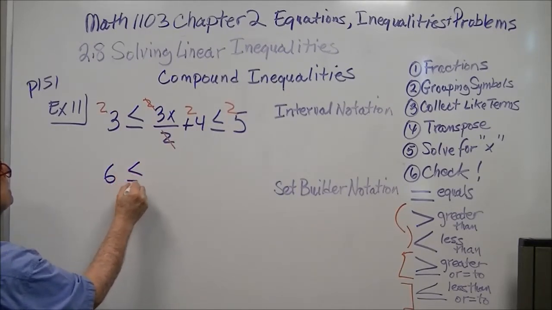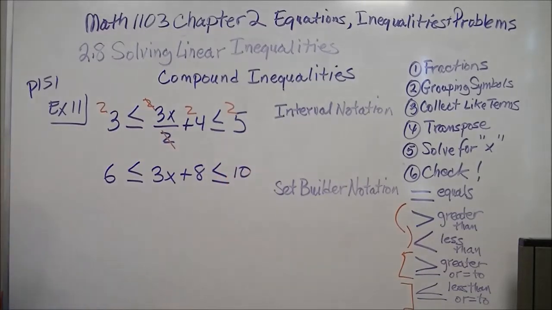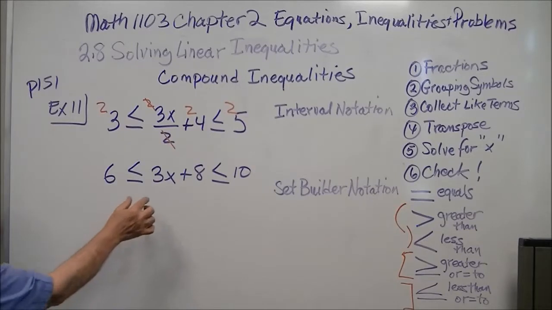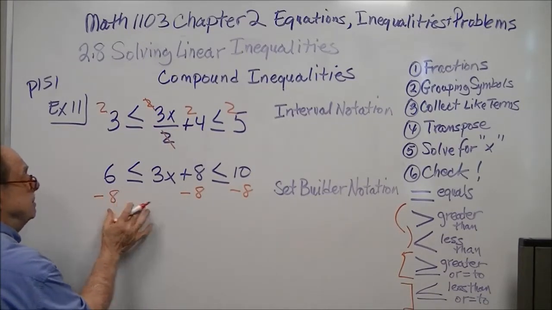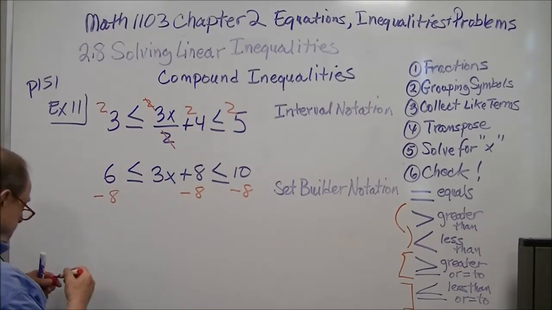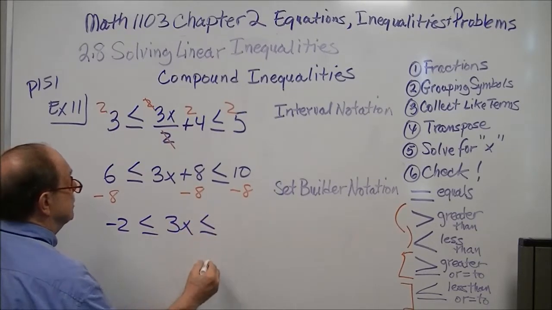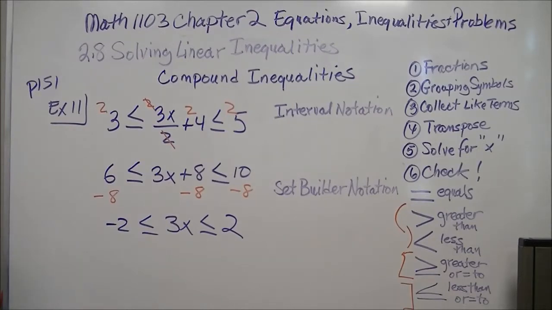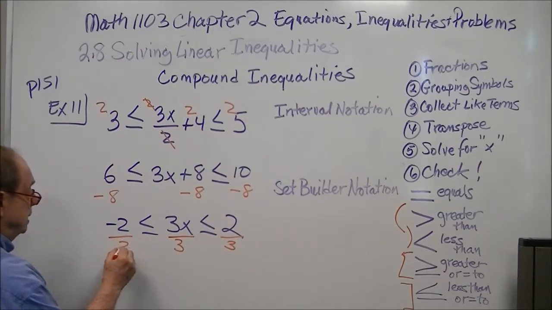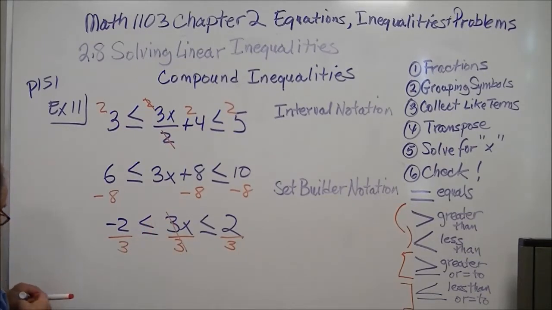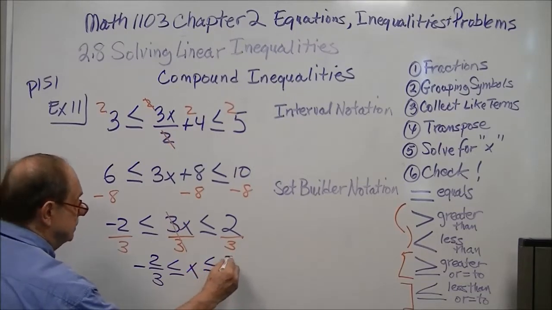This will be 6 is less than or equal to 3x plus 8 is less than or equal to 10. Now your next step is to isolate the x again. So I'll use this technique. Notice we're doing the same thing to each part of our inequality. So this then gives you negative 2 is less than 3x is less than or equal to 2. And now, no fractions, nice. I'm going to divide this by 3, this by 3, this by 3. 3's cancel out, and we get then negative 2/3 is less than or equal to x is less than or equal to 2/3.